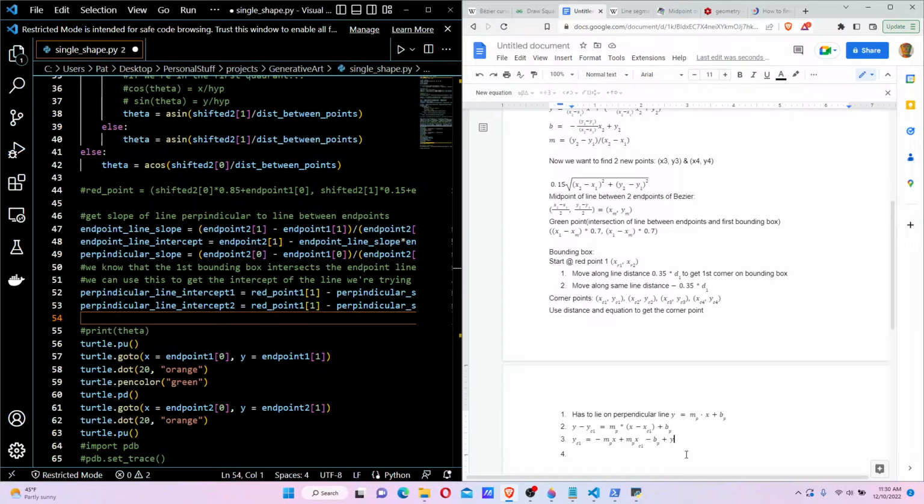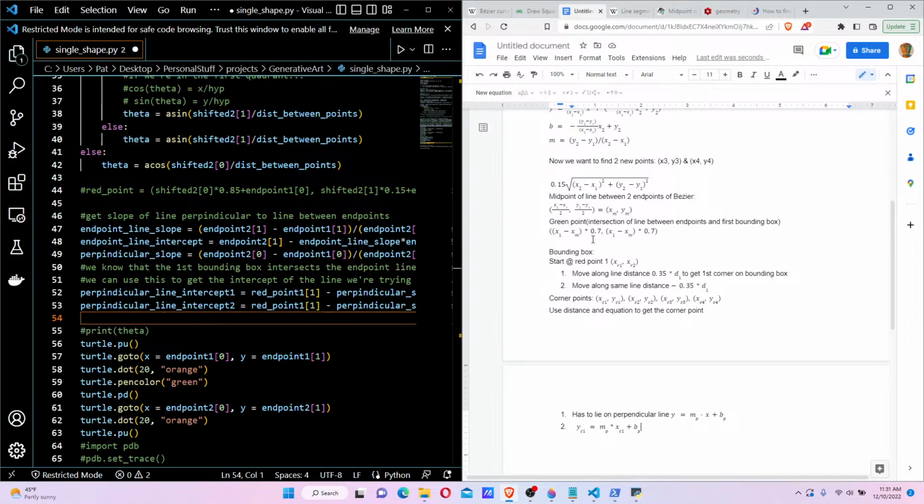I want a point that lies on that line. So, oh, I guess it's a simpler rule then. And the rule now is just that. So I guess I was wrong. So y of c1 is equal to m sub p, so the perpendicular slope, times x of c1 plus b sub p. And that gives us the relationship between the two. Okay. So I can relate the y corner point to the x corner point.